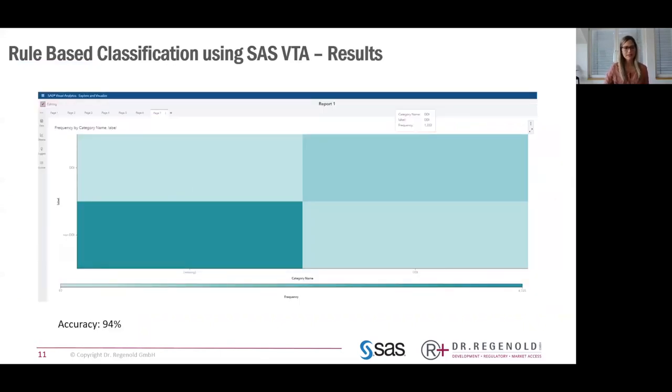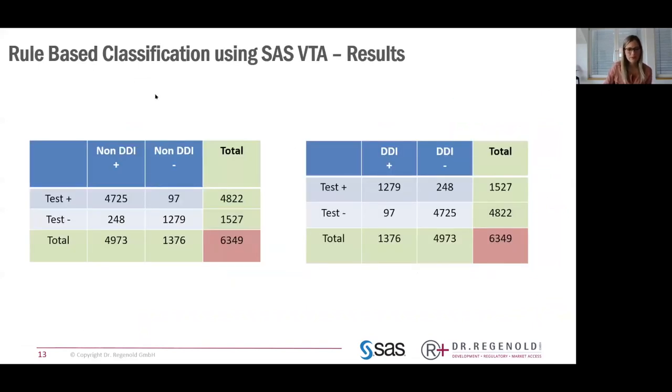So here are our results. In the upper left quadrant, you can see that 97 out of 1,319 articles were labeled as DDI, but the model classified them as non-DDI. In the upper right quadrant, 1,222 out of 1,319 articles were correctly classified as DDI. 4,725 out of 5,030 were correctly classified as non-DDI. 305 out of 5,030 were labeled as non-DDI but categorized as DDI. The accuracy was 94%. So these are the same results, but a bit more detailed.